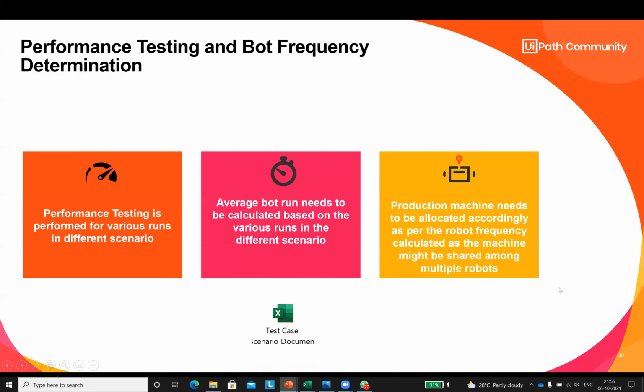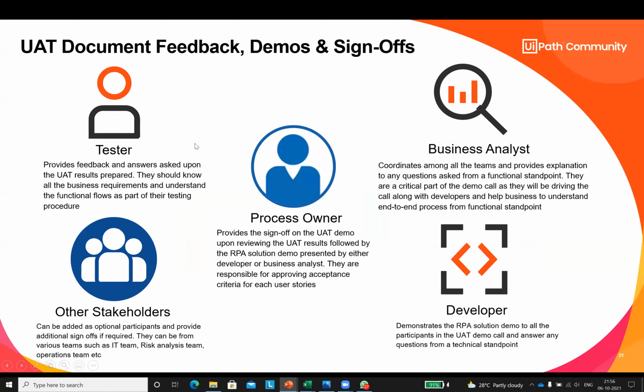Once that is happening, you have done everything. The last is the demo calls, so UAT demo feedback. This is how a UAT demo looks. You will have a process owner, a BA, and a developer. Other stakeholders can be there from IT and from the risk analysis team. You will have a tester as well. The process owner will basically be asking the questions. He will be the one giving you the sign-off, so he is the most important person.